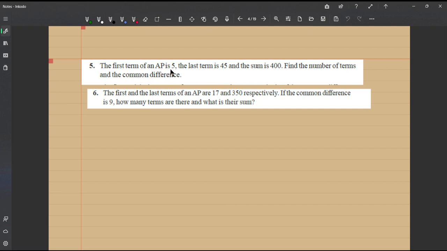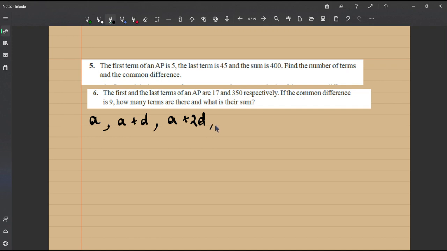So it's given that the first term is 5. Now let's try to understand what an AP is. In an arithmetic progression, if you denote the first term by A, then the second term would be the first term plus a difference, which is called the common difference, because throughout the progression this is going to be the difference. Now what is our third term? It's going to be A plus 2D, because one more D is added to A plus D. So it's throughout going to differ by this D.